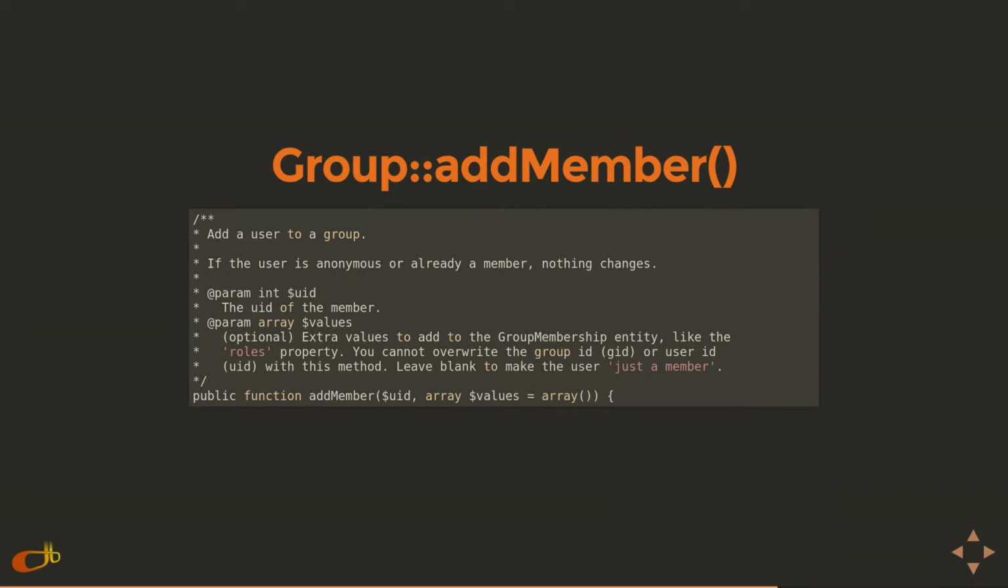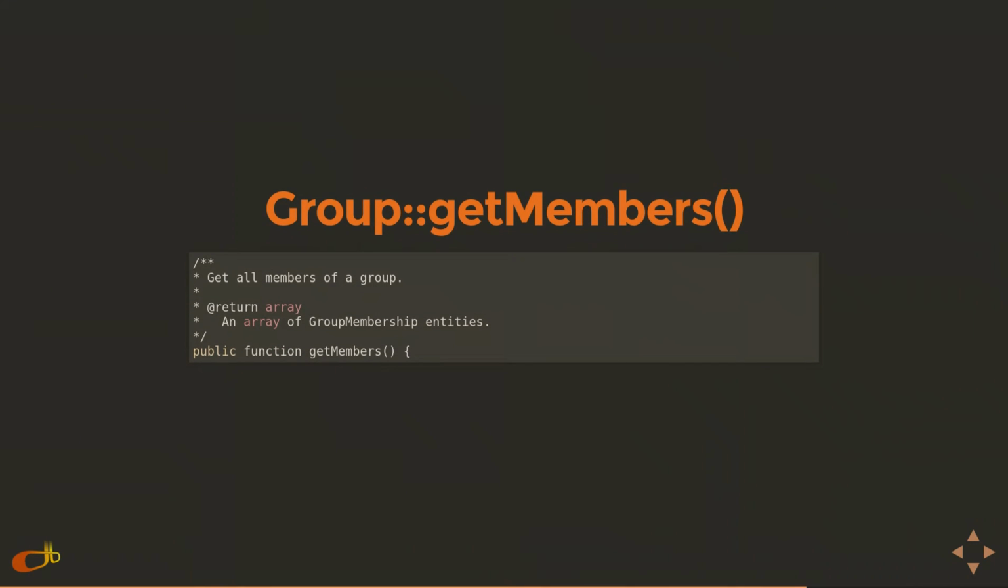So this is add member, right? It's a fairly simple function, but it's got 10 lines of doc block here explaining, give it the UID and you can give it an optional array of values, but it makes the point to call out that you can't change the group ID or the user ID in those values. Like it tells you that if you change those, it's not going to do anything, just flat out. All right, so that's add member.